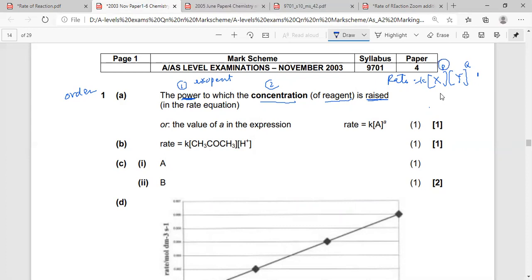The third thing is the rate equation. These 3 points are for one mark: the power to which the concentration of reagents is raised in the rate equation. See carefully, you have to learn it by heart. Because you're not very good in English, you don't know what they want. So if you just put the power, you get zero. Power to which the concentration of the reagent is raised.